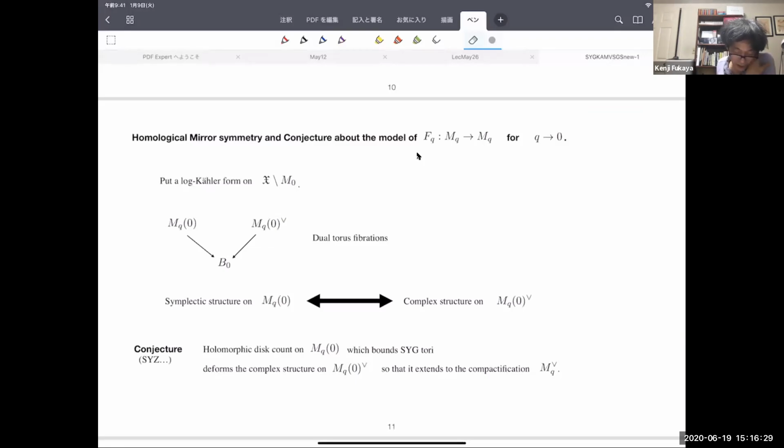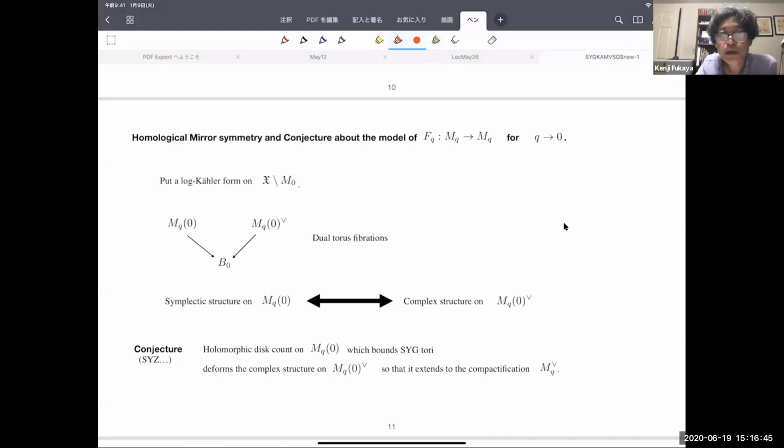So first I want to recall how SYZ proposed in this kind of situation. So in this case, I want to put, are there any questions or something?